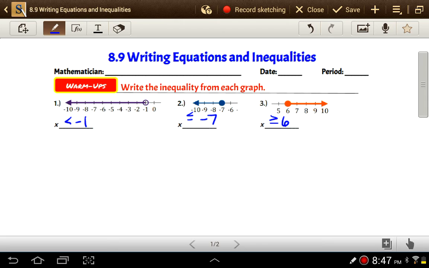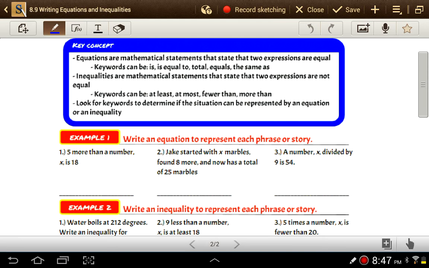Okay, let's move on to our lesson for today. First, I want to talk about the key concepts. Reminder that equations are mathematical statements that state that two expressions are equal. Phrases that'll let you know that it's an equation are equal to, total, equals, as, same as. Inequalities are mathematical statements that two expressions are not equal. Your key words here would be less than, greater than, at least, at most, fewer than, more than. Those key words are going to help you determine if it's an equation or if it's an inequality.